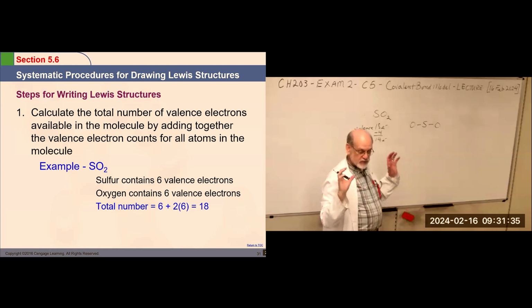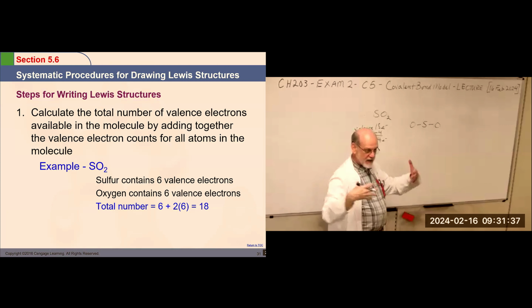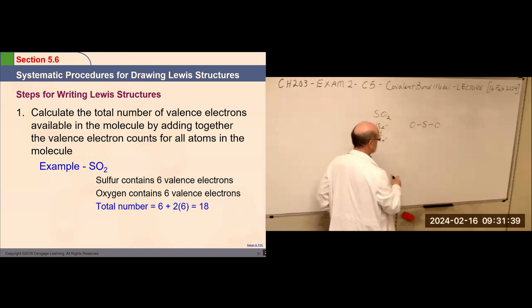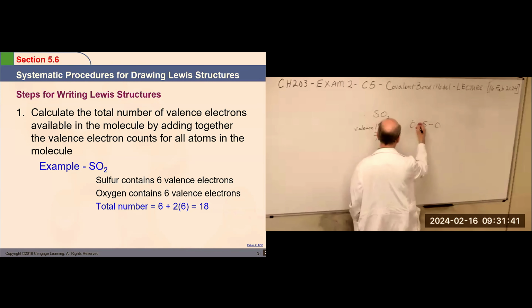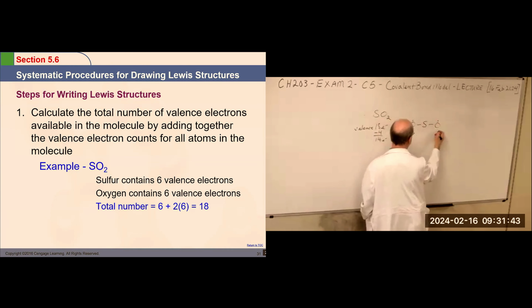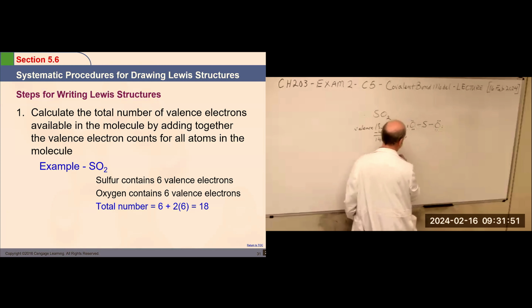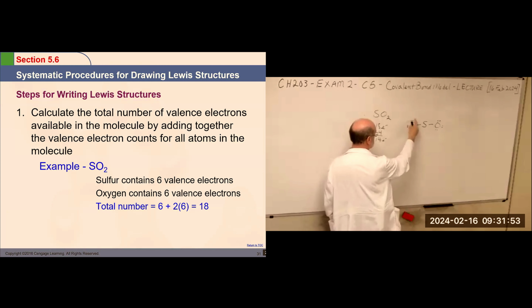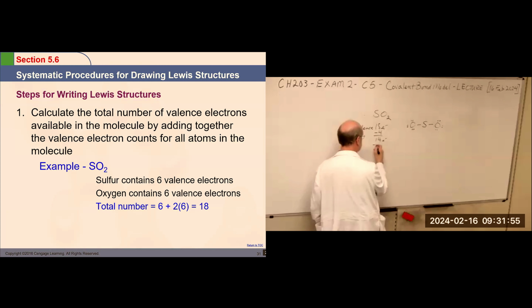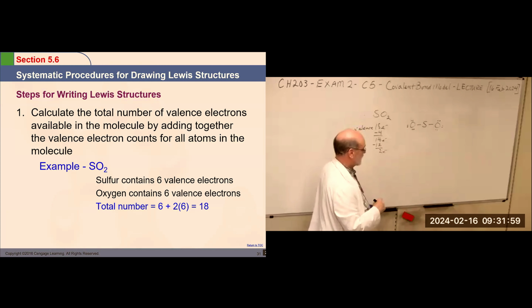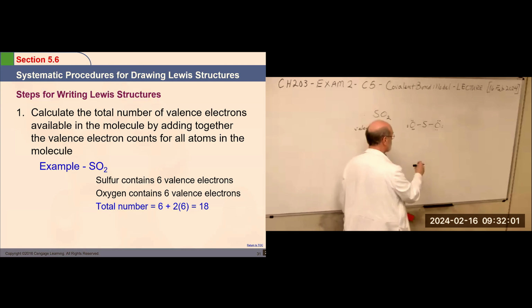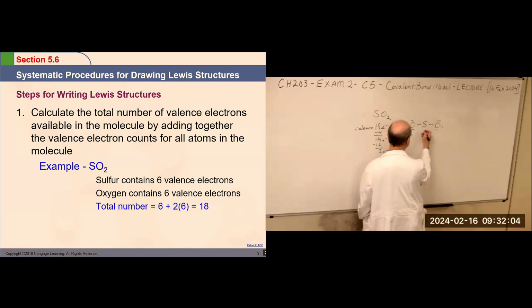Then you put your electrons in from the outside in. So we're going to work from the outside. There's 1, 2, 3, 4, 5, 6, 7, 8, 9, 10, 11, 12. Right now we have 2, 4, 6, 8 on the outside. So we have 2 electrons left. And then you move in. So this is the only available option. We have 2 electrons here.